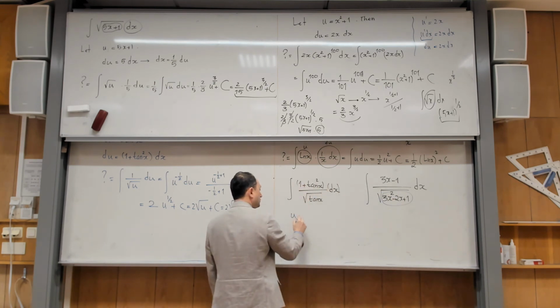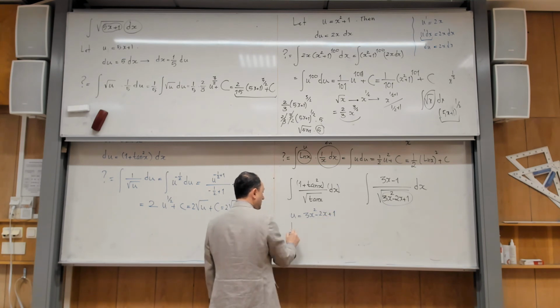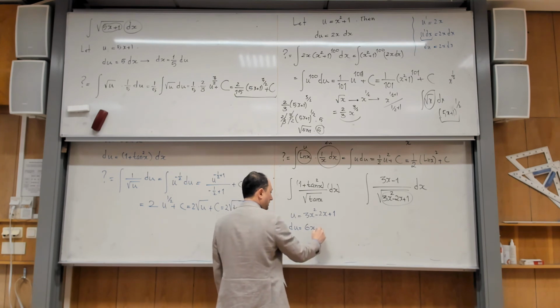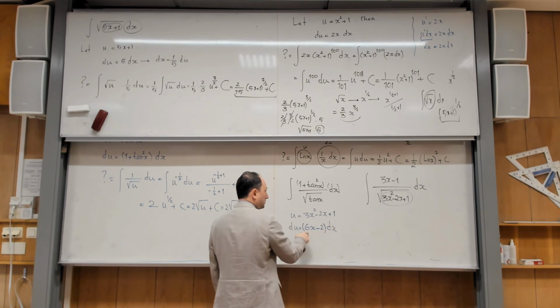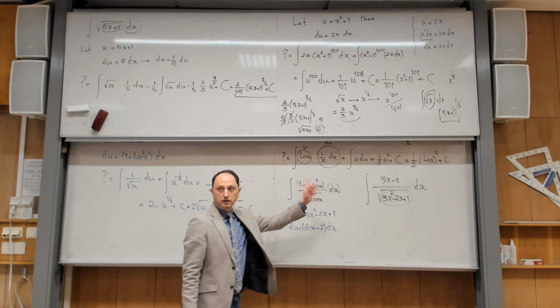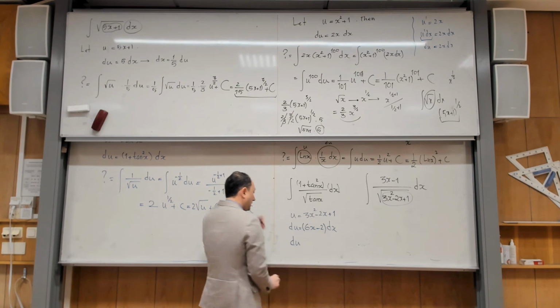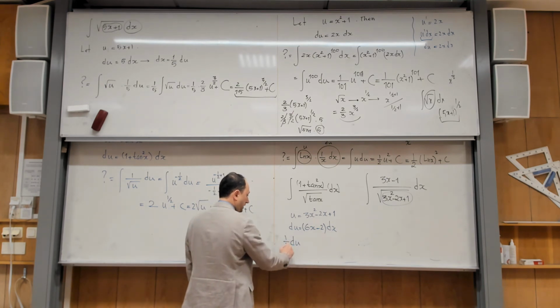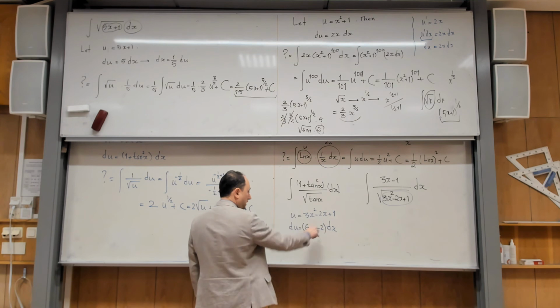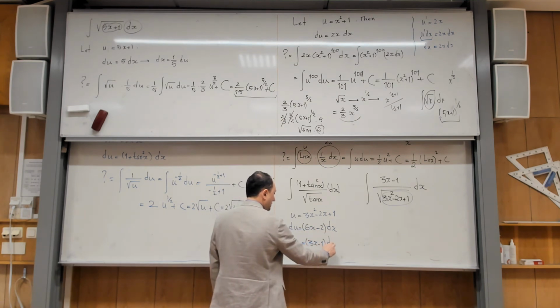Because if I take u to be 3x squared minus 2x plus 1, du becomes the derivative of this, which is 6x minus 2, and then times dx. You might say that, okay, the derivative didn't appear there. Of course, it didn't appear exactly, but that is just 2 times that expression there. So it doesn't matter. So you see, you divide everything by 2. So it becomes 1/2 du. On the right-hand side, you get exactly the combination that you need, which is this combination.